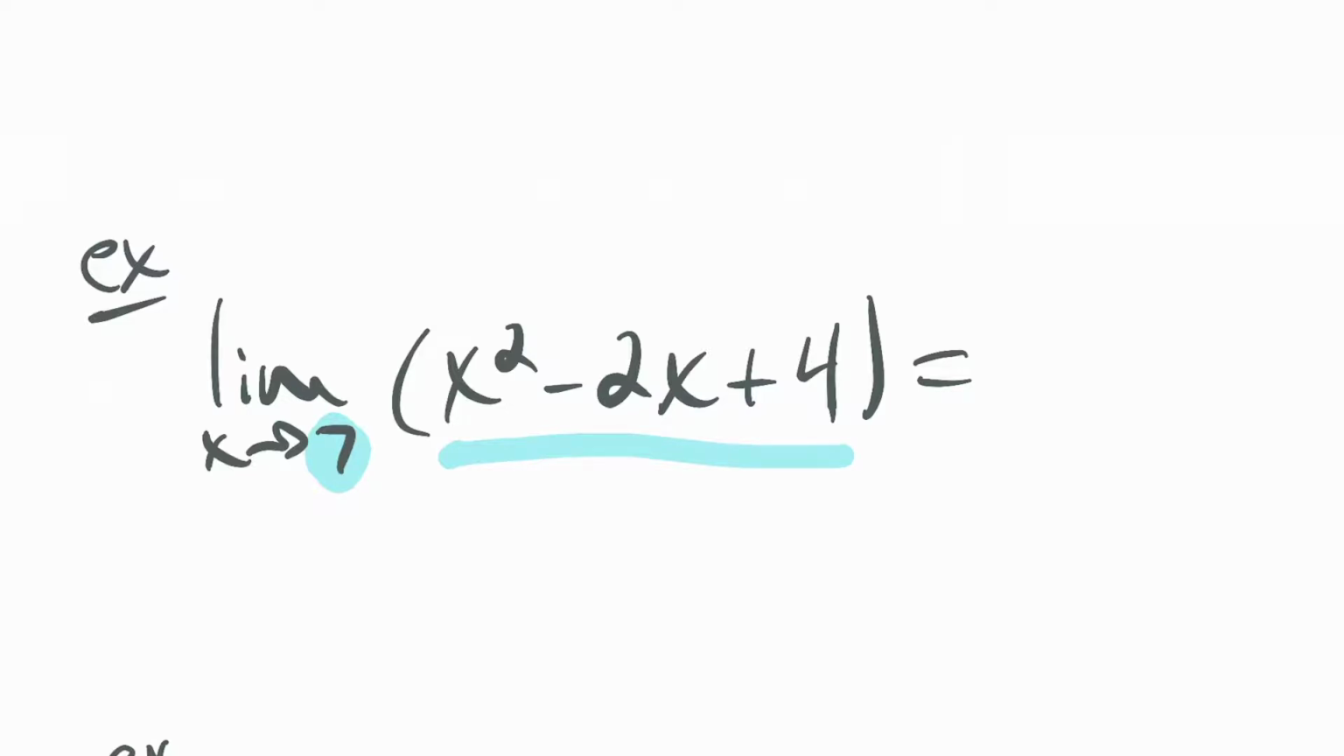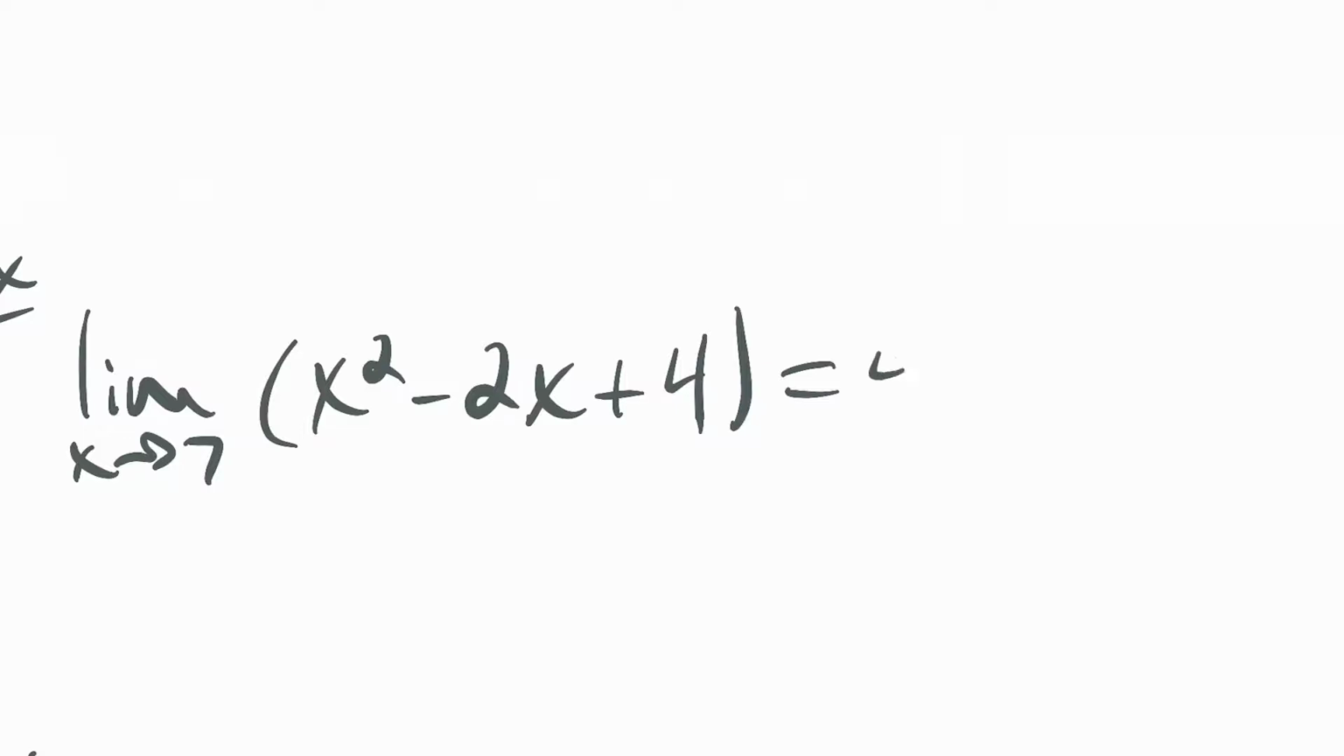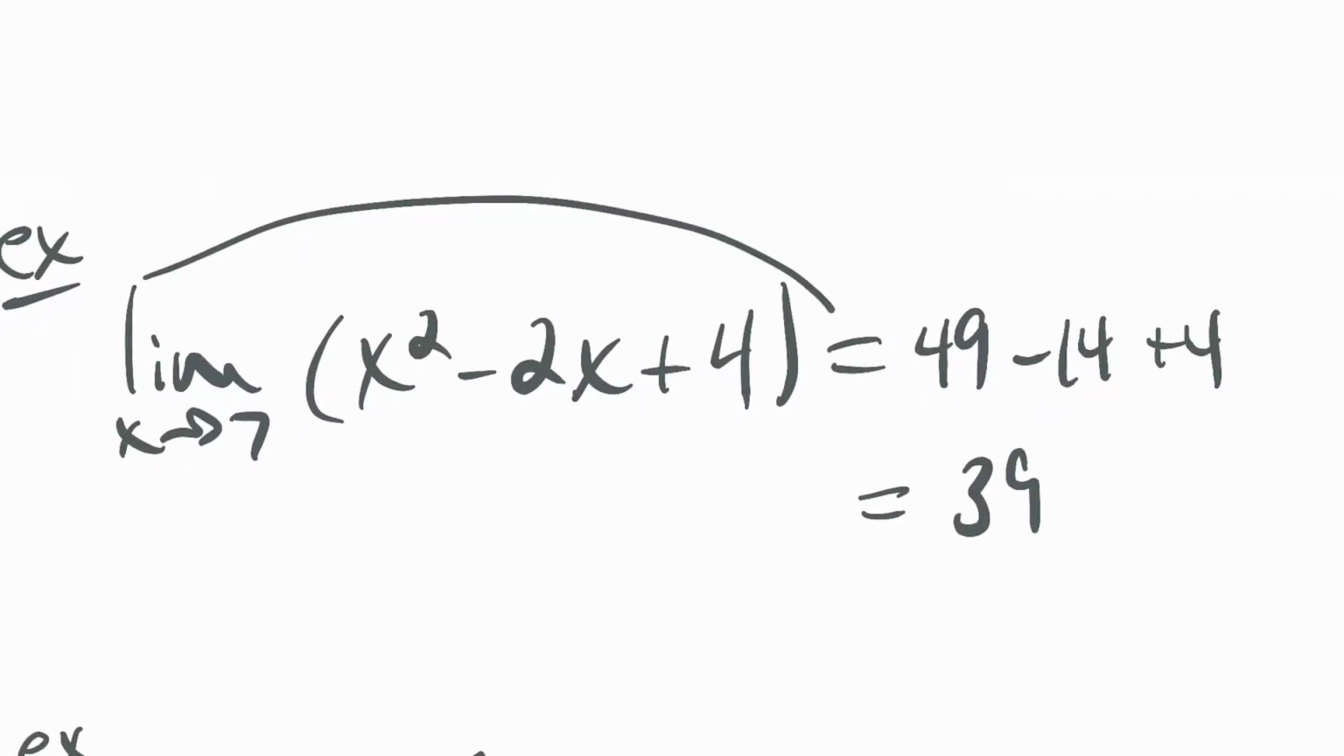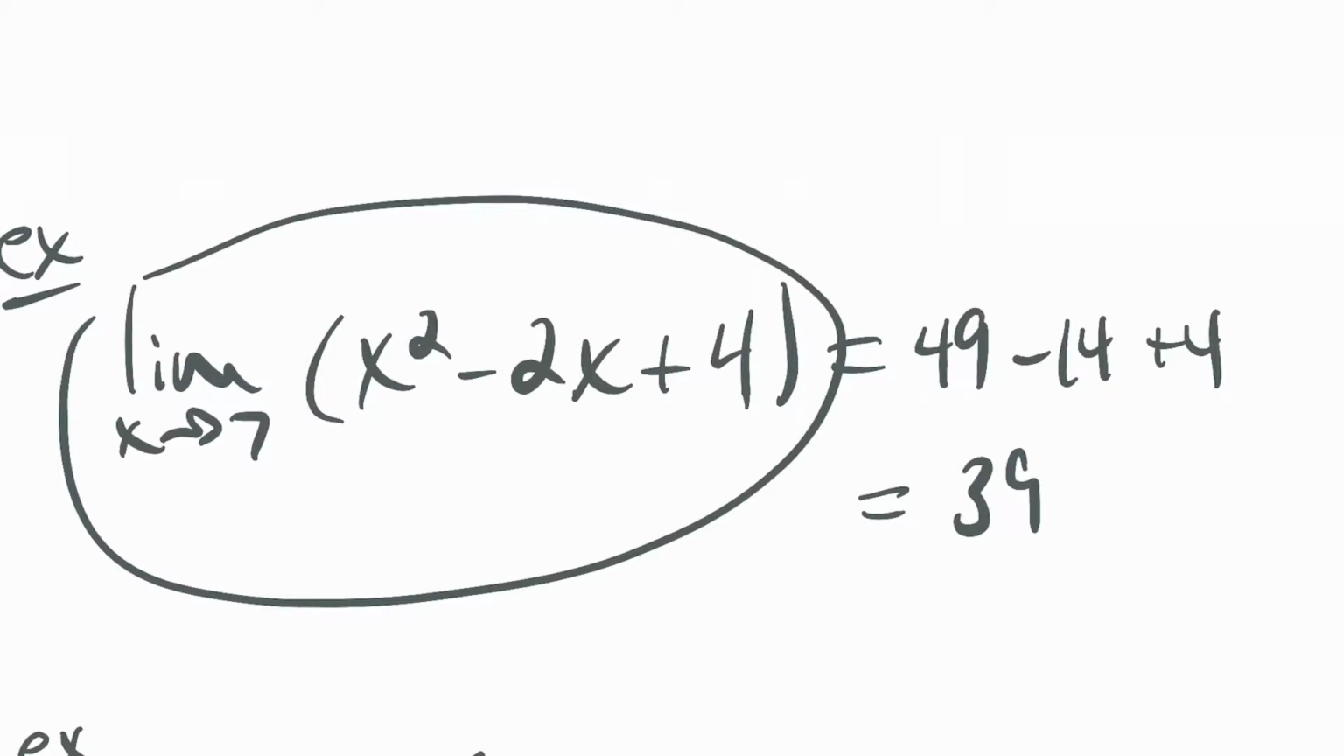It's when plugging in 7, in this case, or the 2 or whatever it is, creates a domain problem, like division by 0 or the square root of a negative, that you have to be careful. So this will be 49 minus 14 plus 4, so 39. There you go. That's the limit. And if I were to do this numerically with a table, I would end up getting 39. Okay.